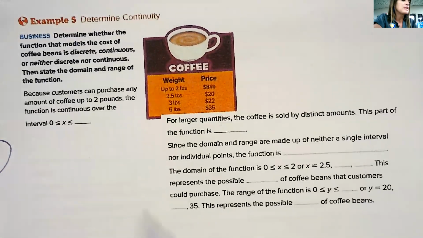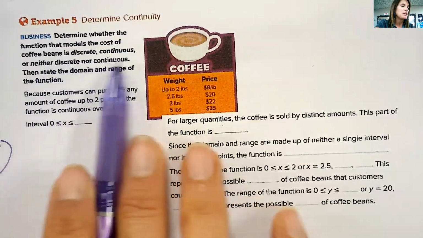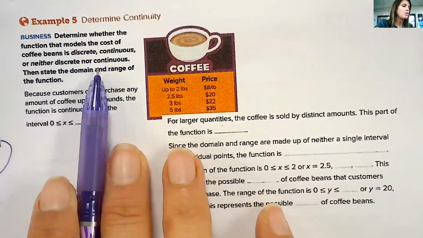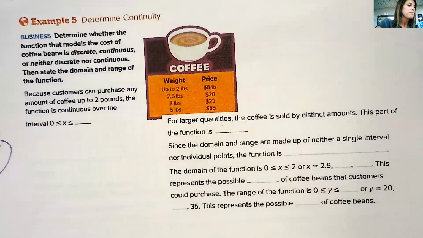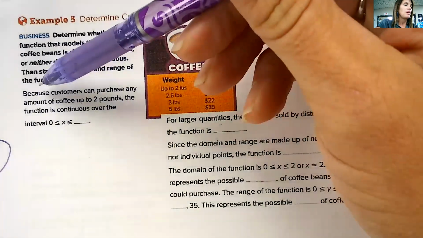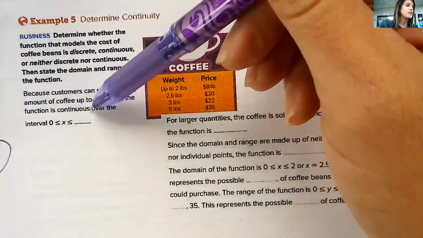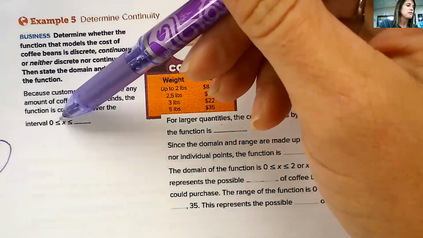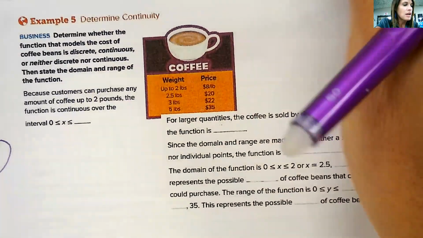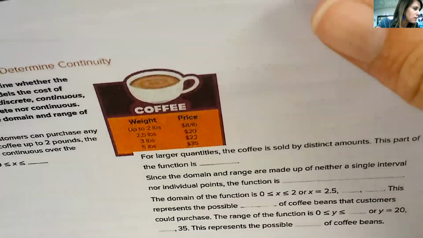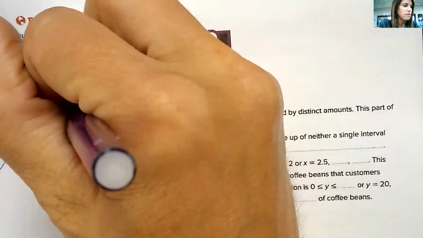So it says determine whether the function that models the cost of coffee beans is discrete, continuous, or neither discrete nor continuous, then state the domain and the range of the function. Okay, because customers can purchase any amount of coffee up to 2 pounds, the function is continuous over the interval from 0 is less than or equal to X, which is less than or equal to, and you would put the very top value on that, which says 35.